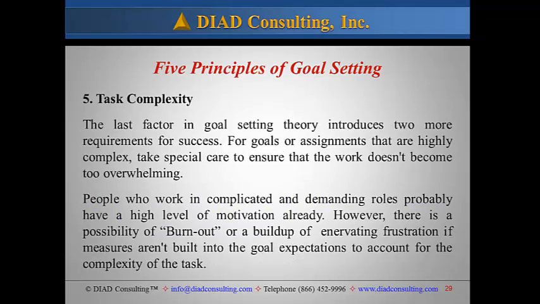Task complexity. The last factor in goal setting theory introduces 2 more requirements for success. For goals or assignments that are highly complex, take special care to ensure that the work doesn't become too overwhelming. People who work in complicated and demanding roles probably have a high level of motivation already. However, there is a possibility of "burnout," or a buildup of enervating frustration if measures aren't built into the goal expectations to account for the complexity of the task. In other words, they need to get credit for the complexity of the task that they are responsible for.